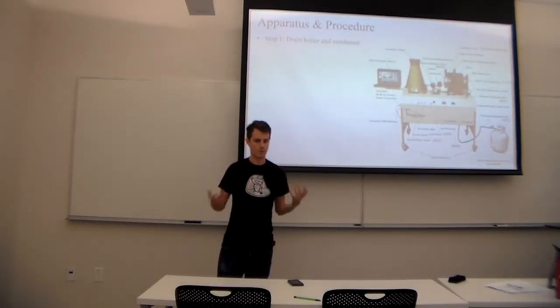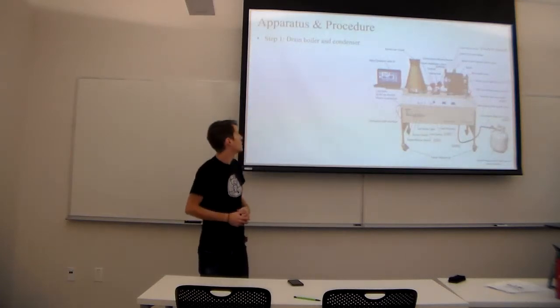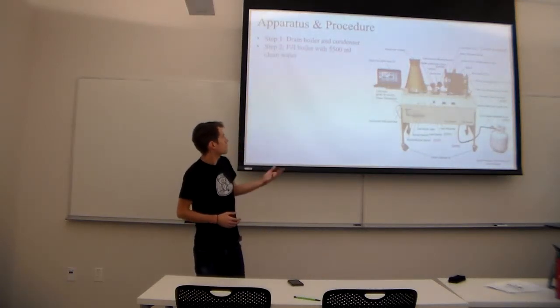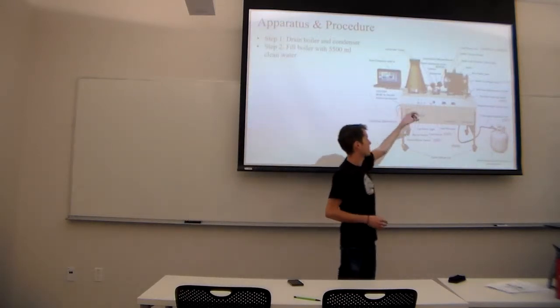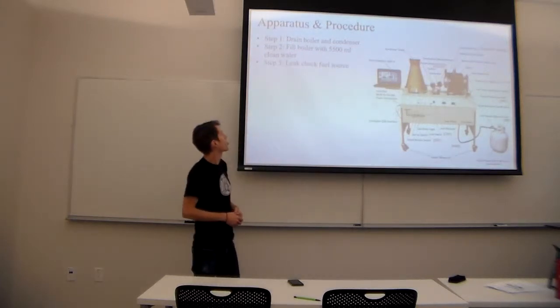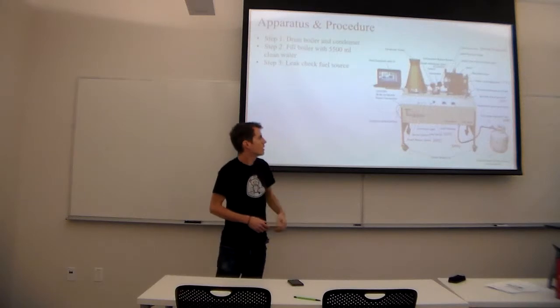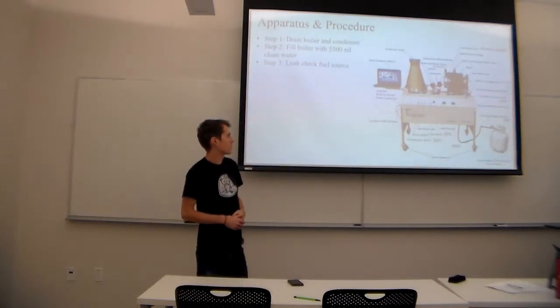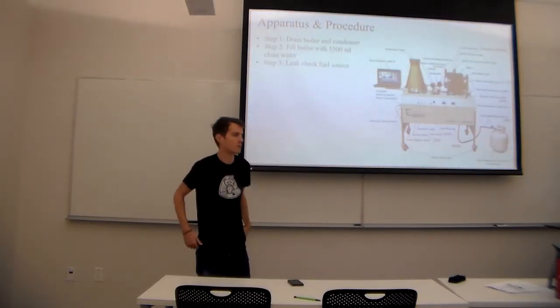boiler and condenser. We just need to get rid of any leftover water or anything that was used from the previous experiments. Next, we would fill the boiler with about 5.5 liters of clean water. This is why we need to leave the steam emission valve open, to allow air to escape from the boiler when we're filling it. Next, we would leak check our fuel source, so we can close that steam emission valve, and we can try our fuel regulator and open that. And we want to listen for any hissing sounds or smell any kind of rotten egg odor. That'll indicate that we have a leak.